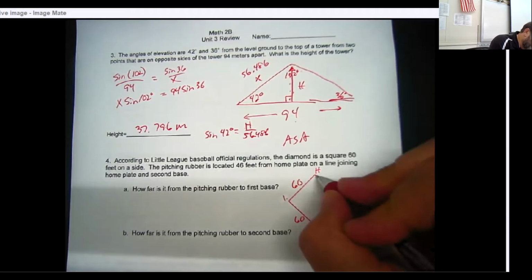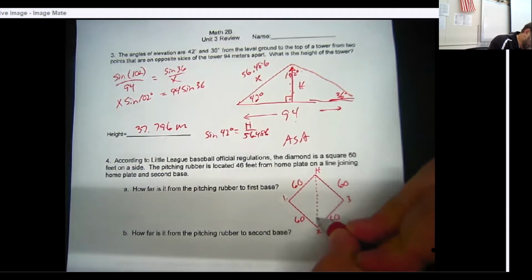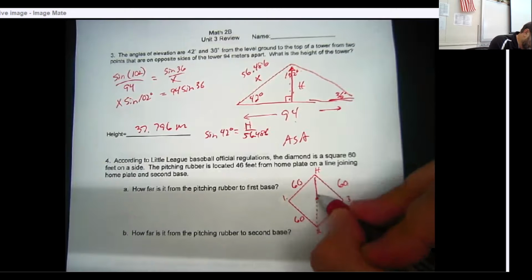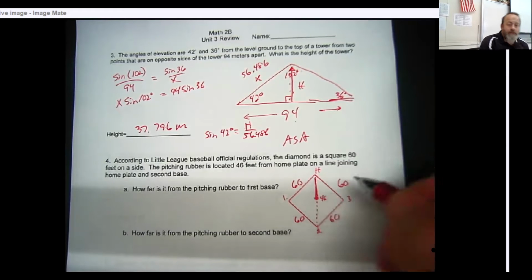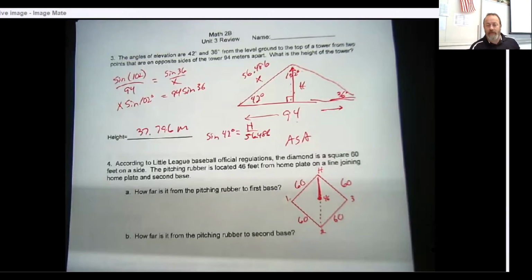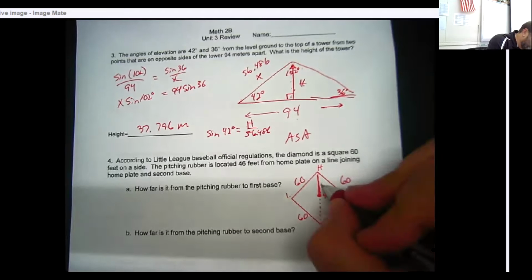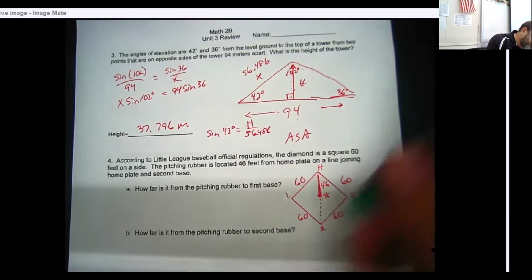And it said that the pitcher's mound is on this line, but a distance of 46 feet away. So I'm just going to put 46 right here as being this distance right here. Now, I think what most people believe is that that pitching thing is right in the middle of first and third. It doesn't say that. It doesn't say in the middle. It just says 46 feet down. Put that a little bit higher.